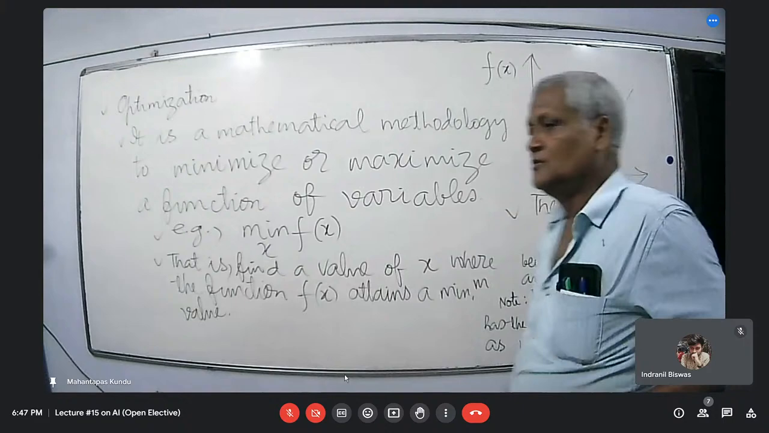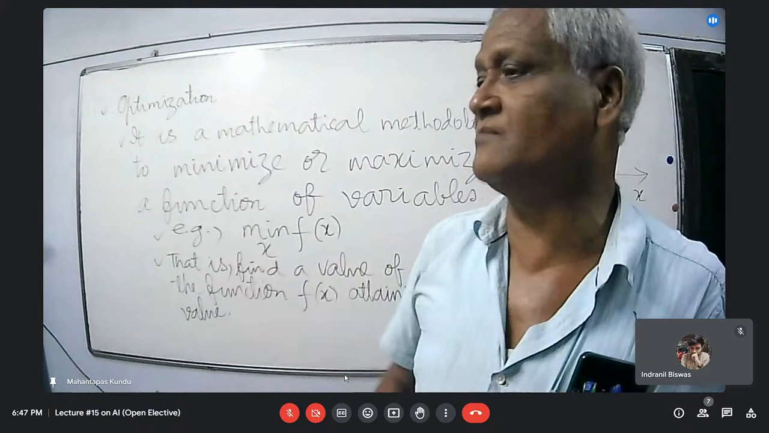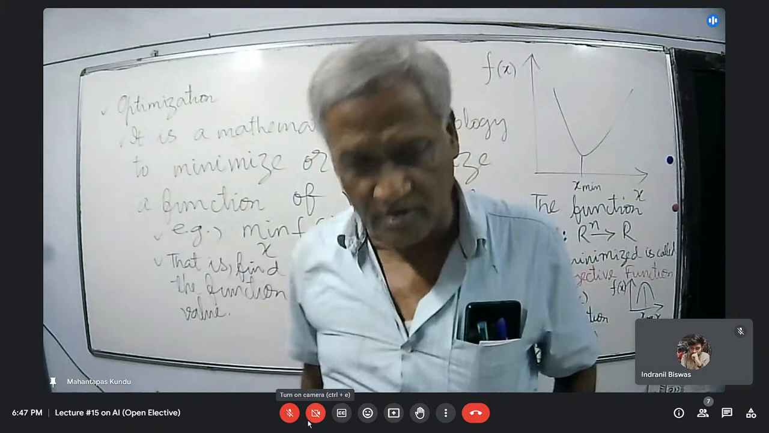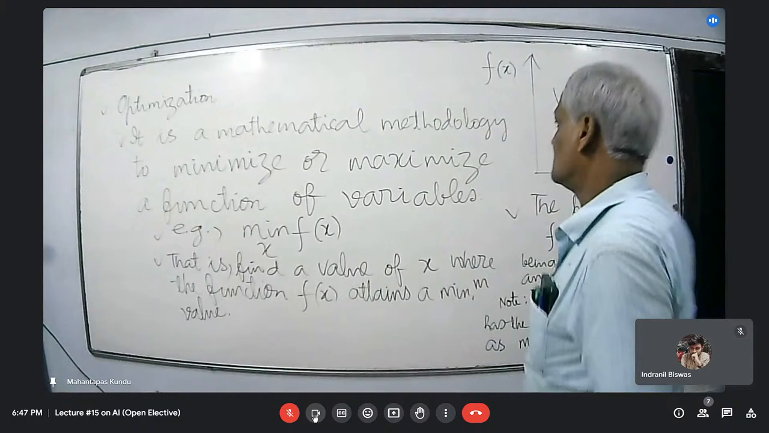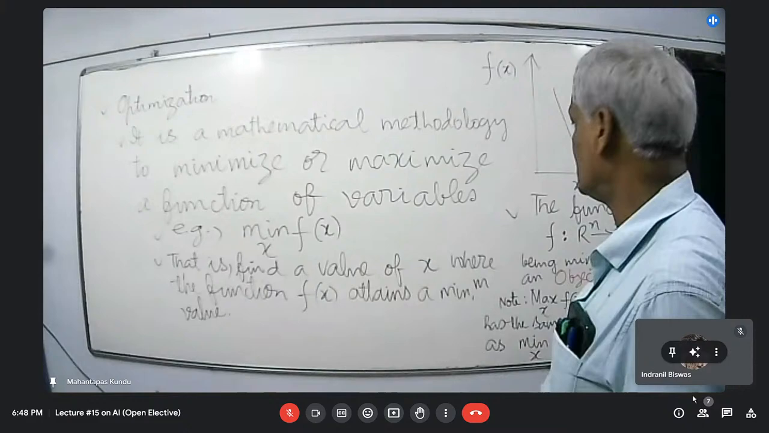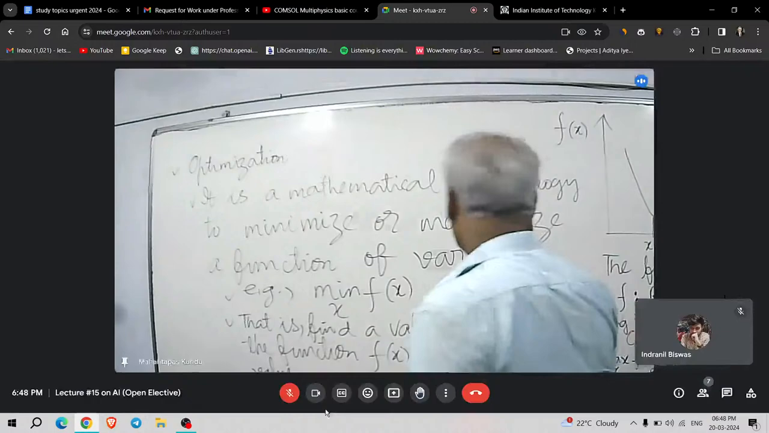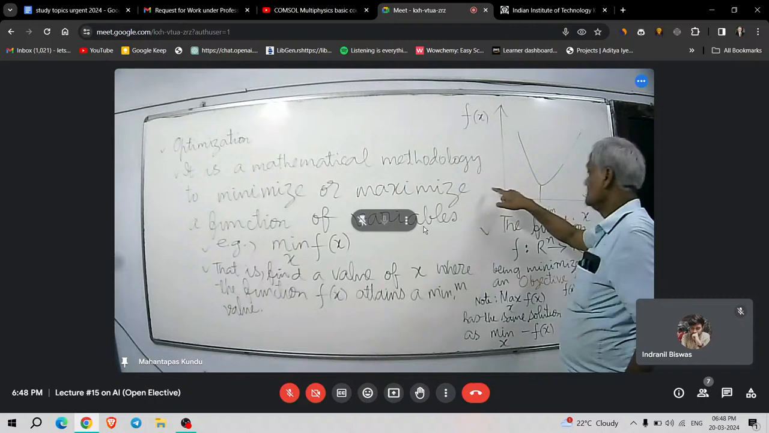So let me first define optimization method. What I mean by optimization method, because the genetic algorithms we will discuss are basically used for function optimization. So optimization is a mathematical methodology to minimize or maximize the function of variables. For example, it is written like this. That is, find a value of x where the function f(x) has minimum value.